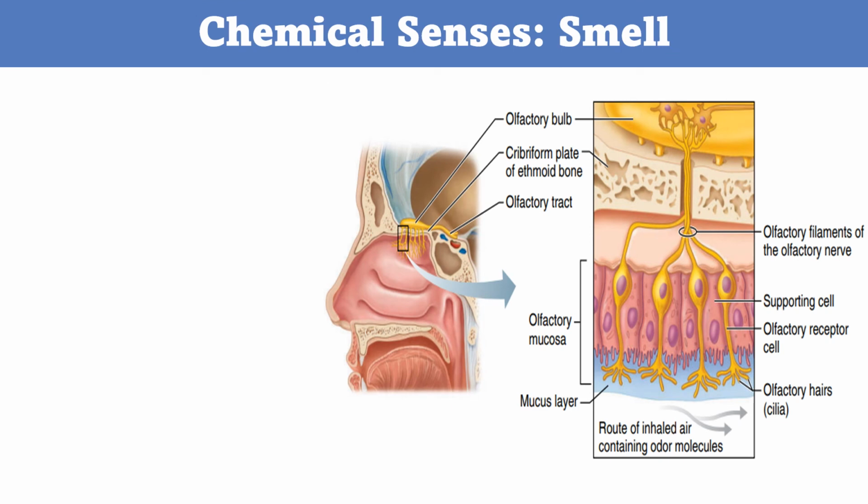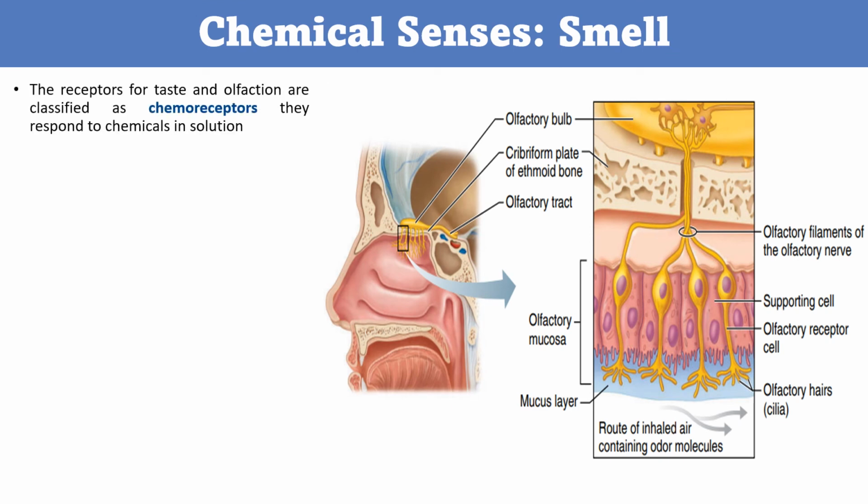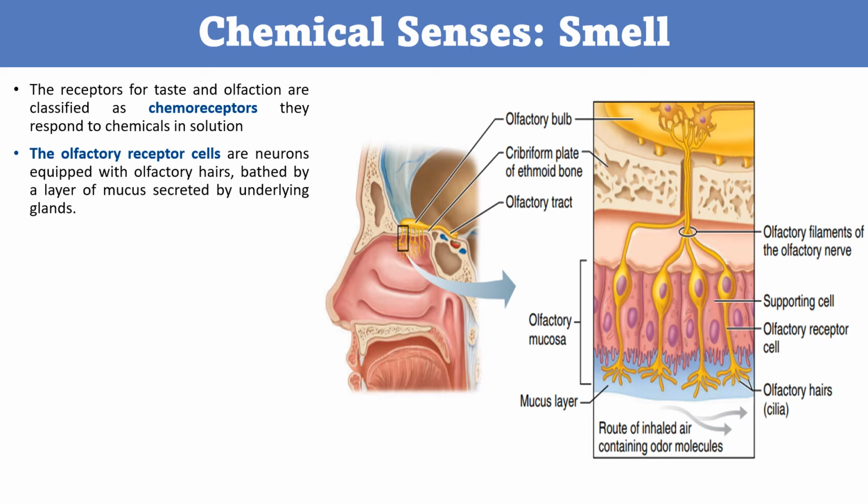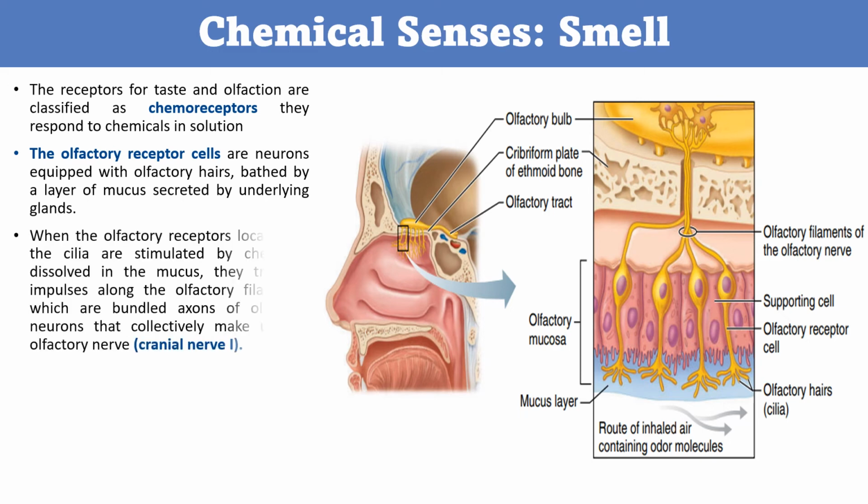Then we have the chemical senses. The first one is smell. The receptors for taste and olfaction are classified as chemoreceptors. They respond to chemicals in solution. The olfactory receptor cells are neurons equipped with olfactory hairs, bathed by a layer of mucus secreted by underlying glands.